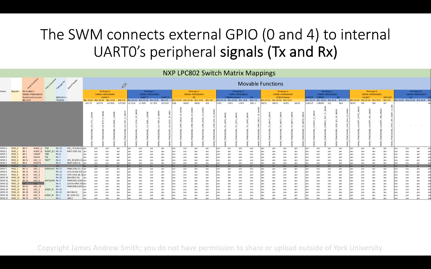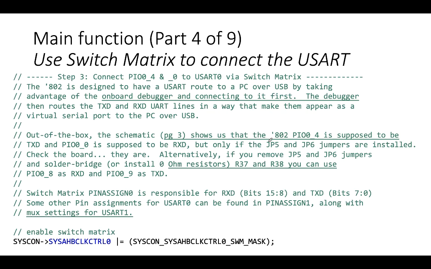The table for the UART or USART and the switch matrix shows that if we're going to use USART 0, we want to use the transmit and the receive. Those are the bottom bits in pin assign 0. And we are going to use, I believe, GPIO 0 and GPIO 4. We're going to make those connections, from there to there. And this is how we do it. It's important to point out we're going to use PIO 4 and we're going to use PIO 0. PIO 0 is for receive. PIO 4 is for transmit.